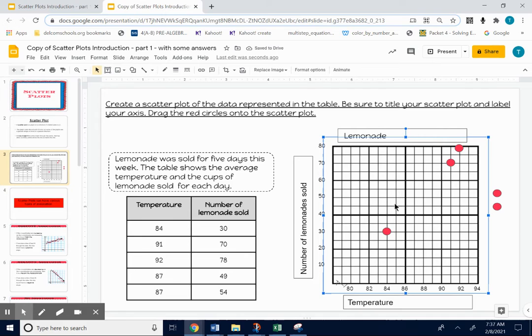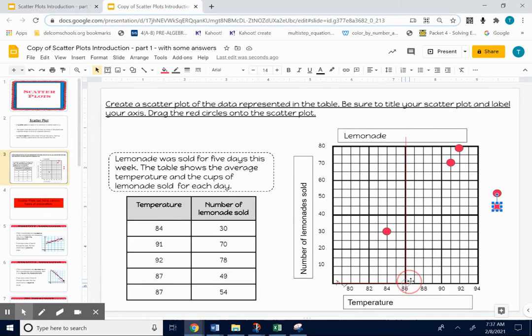Okay, 87, 49. When it was 87 degrees, 49 lemonades, so really close to 50. And at 87 degrees, we sold 54. 87, 54. All right.